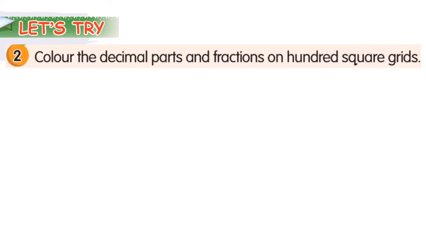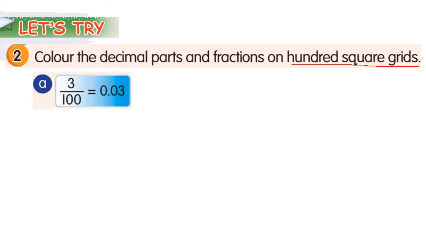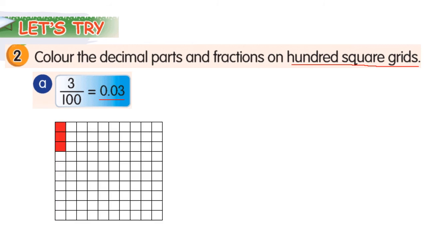Now let's try the second question. The second question says color the decimal parts and fraction on a 100 square grid. So the question asks you to make a 100 square grid. So 3 over 100, or 3 hundredths, is equal to 0.03. To make the 100 square grid, it is like this. You have to shade 3 out of 100. So the answer is like this.